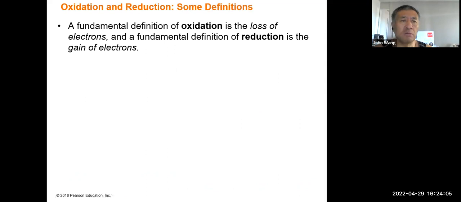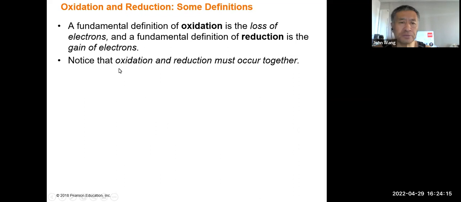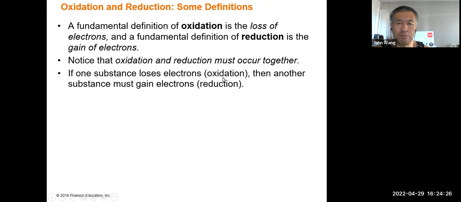A fundamental definition of oxidation is the loss of electrons, and a fundamental definition of reduction is the gain of electrons. Notice that oxidation and reduction must occur together. If one substance loses electrons, being oxidized, then another substance must gain electrons, being reduced.